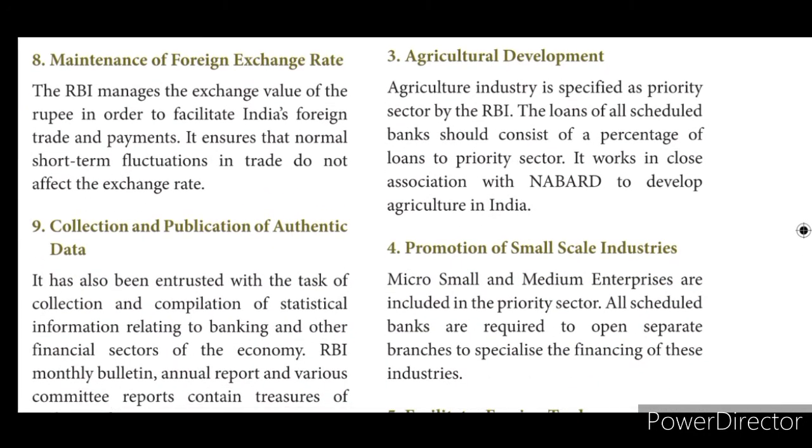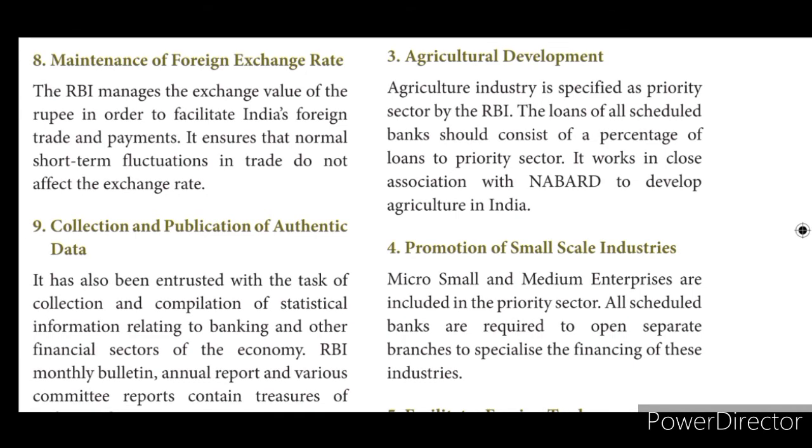Okay, agricultural development. Agriculture industry is specified as a priority sector by the RBI. The loans of all the scheduled banks should consist of a percentage of loans to the priority sector, and it works in close association with NABARD to develop agriculture in India. NABARD is a development bank for agriculture. So they help with a majority of the funds for agriculture development, because 70% of the Indian income is from agriculture only. So they concentrate more on agriculture.